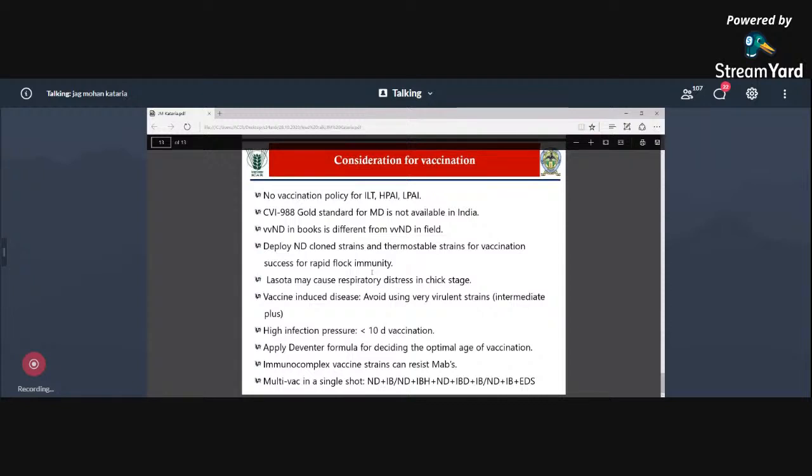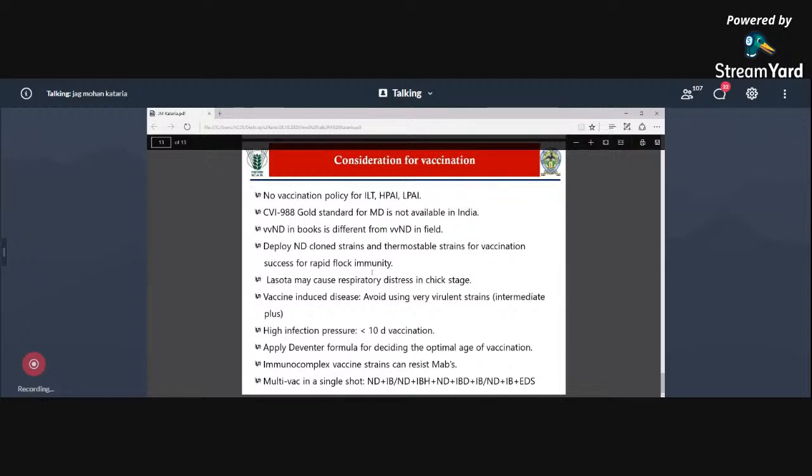Which is emerging is the immune complex vaccine, which can protect the vaccine from getting inactivated by maternal antibody. And of course, there are multivalent vaccines being used in the field, and there is a need to make more combinations, not putting in so many, but area-wise. We don't have much problem of coryza in the northern part; we have more problem in the southern part.